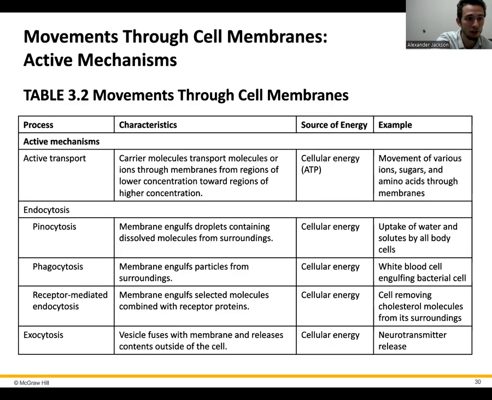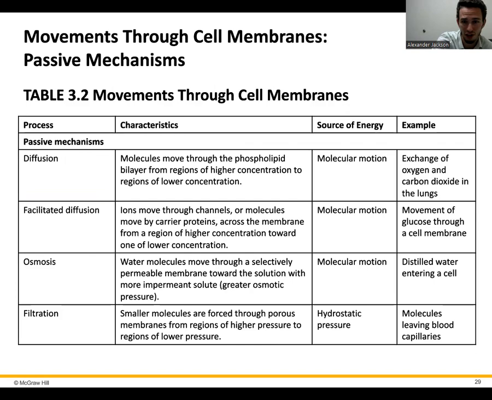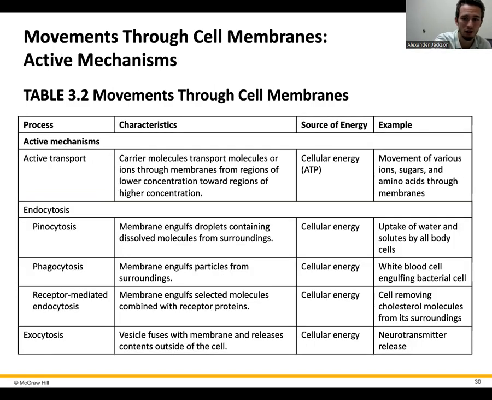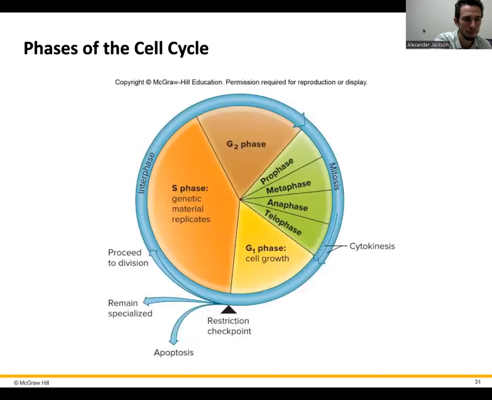So here are some summaries of the different active and passive transports. You can screenshot these if they're helpful for you. I think the diagrams are a little better, so screenshot those. But here you go. Here are the charts. I won't go through them.